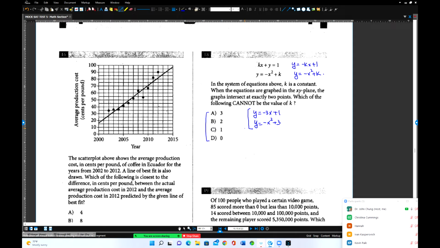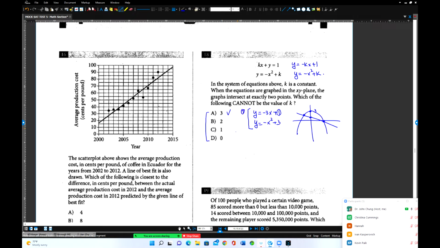From here, do they have two points? Make a graph over here. X squared plus 3, this y-intercept is 3 over here, -x squared going down, right? So what is the y-intercept, 1 over here. Anyway, they're going to have 2 intersections. Yeah, this one actually has 2 intersections.